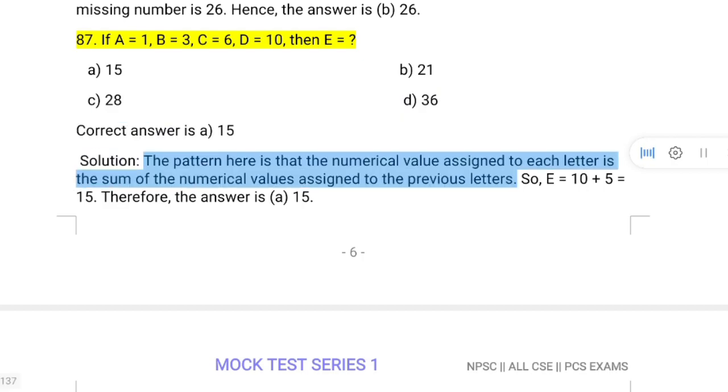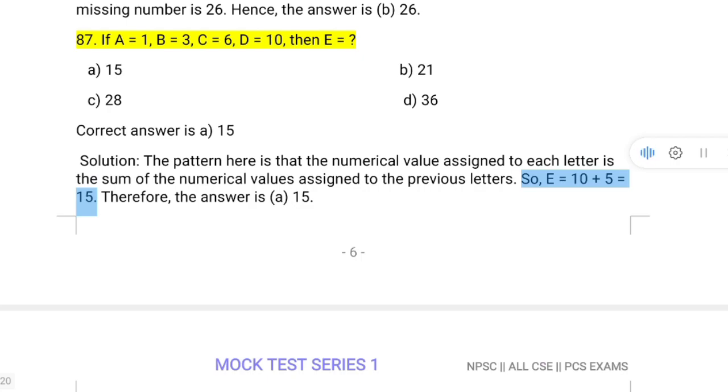The pattern here is that the numerical value assigned to each letter is the sum of the numerical values assigned to the previous letters. So A equals 10 plus 5 equals 15. Therefore, the answer is A.